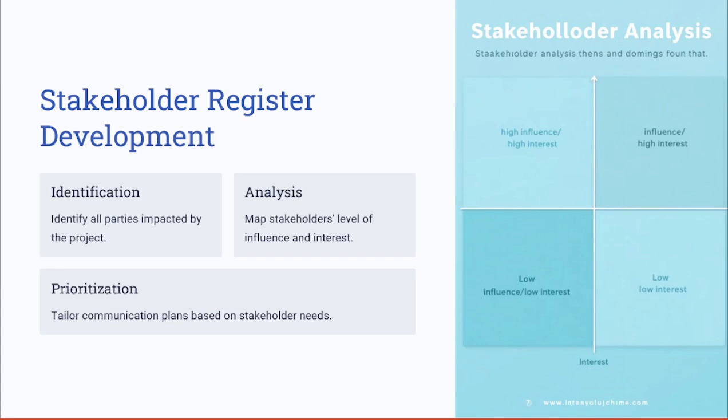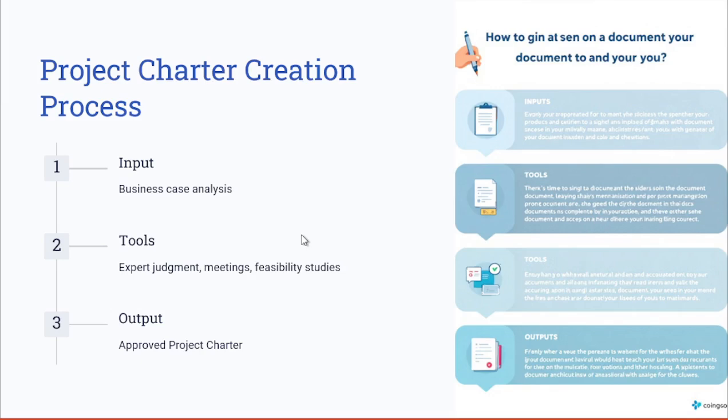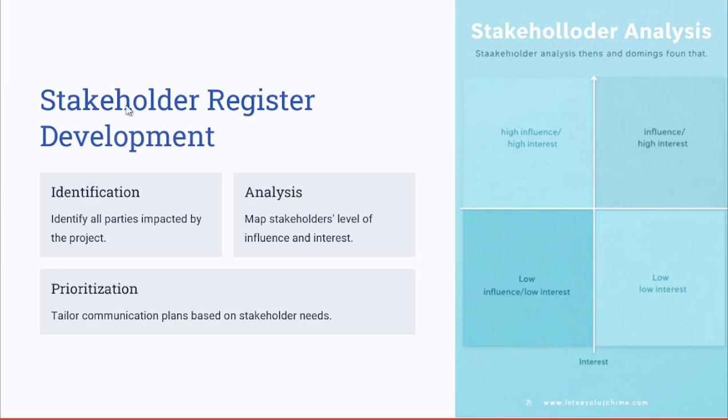An example of a stakeholder register being developed is, let's say, in a software project. The stakeholder register might include the developers, clients, or end users, categorized by their influence over the decisions made on the project itself. So here are the key outputs from the initiating process group. As we mentioned, the outputs are the approved project charter and the stakeholder register.